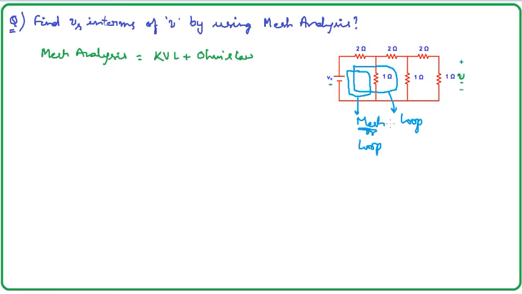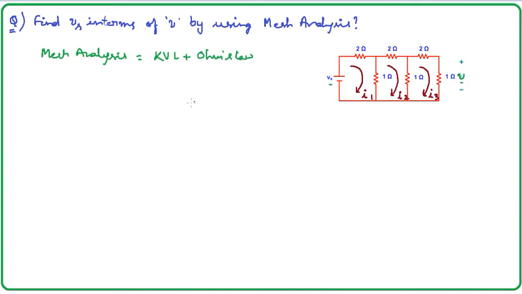Then we need to take some current. Let me show you clearly. First I want to consider loops here. This is the current flowing in this loop. Let me consider this as I1, and this is the current flowing in this loop. Let me consider this as I2, and this is the current flowing in this loop. Let me consider this as I2. Simple.